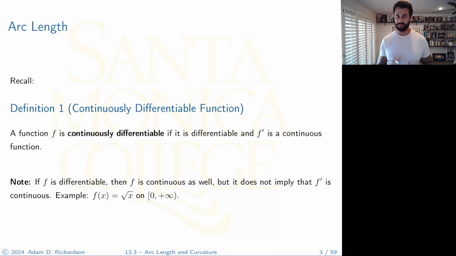But here we're saying something a little bit different. We're not saying that f is continuous. We're saying f prime is continuous. So I have this little counterexample. Think about the function square root of x defined on the interval 0 to positive infinity. Well, if you take the derivative of f, what you will find is that you lose a point of continuity. So f prime is not continuous on 0 to infinity. It's continuous on 0 to infinity, excluding the point 0. So we need our derivatives to also be continuous.